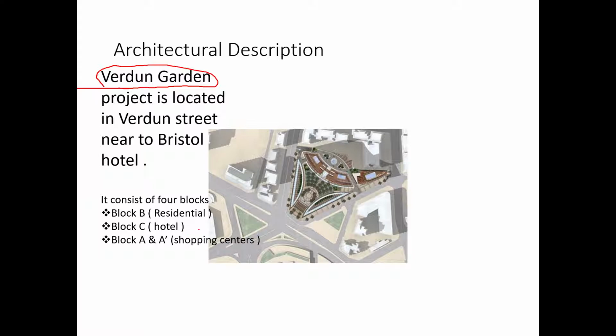Okay, so our project consists of 4 blocks. We have block B, which is residential, block C, a hotel, and block A and A prime are both shopping centers. So our presentation today will discuss what we are going to take in the next lessons from analysis to design.